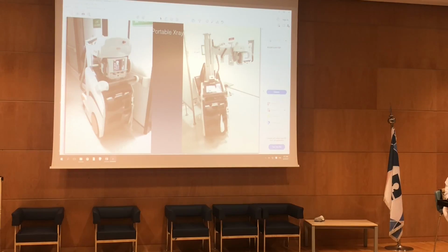And this is a small screen where the technologist is able to immediately detect the quality of the image, and whether he needs to repeat it or not, before he sends it to the PACS.